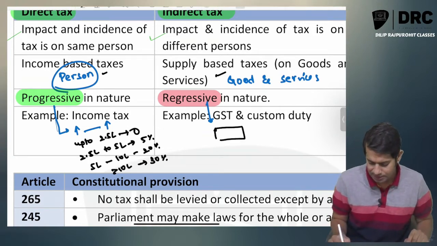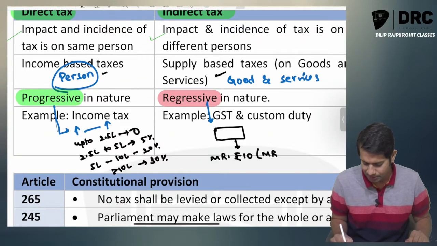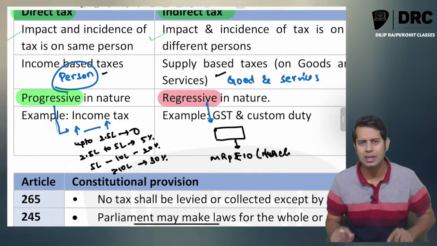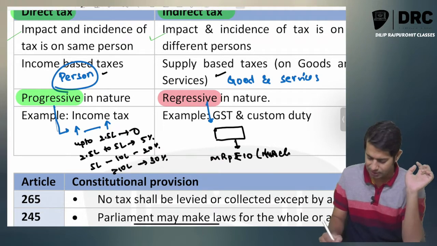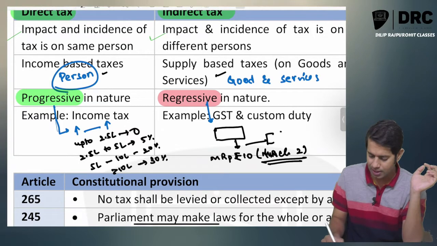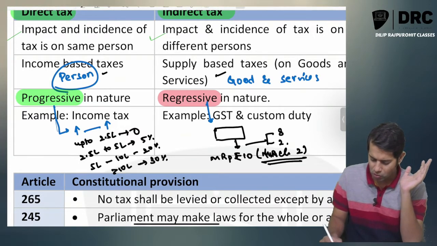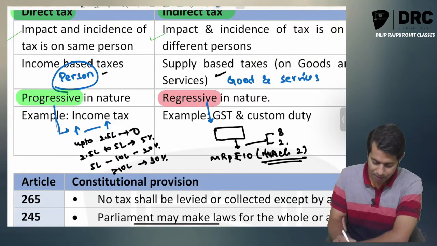If you are purchasing a Parle-G biscuit of 10 rupees, which is an MRP, we all know that MRP is inclusive of taxes. You can just see any MRP based product, they would have written inclusive of taxes. Assuming it includes tax of 2 rupees. So this 10 rupees which you are paying, 8 rupees is the amount which will go to the manufacturer, and 2 rupees is the amount of tax which will go to the government.